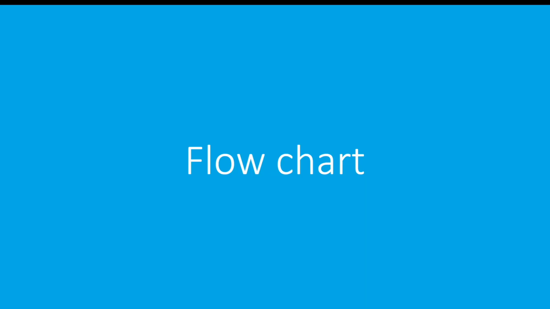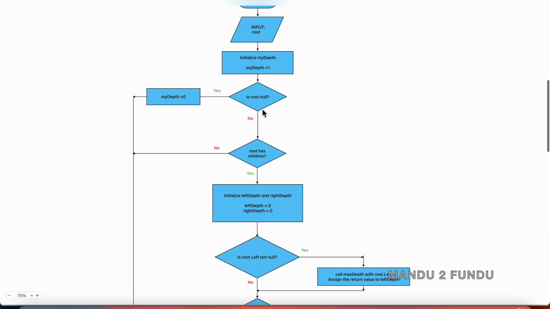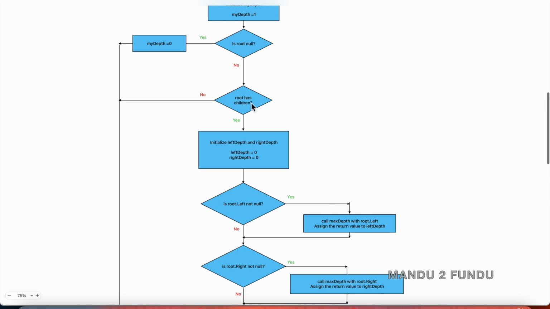Let's look at the flowchart. Input for this procedure is root. First, we initialize the myDepth to 1. Then we check whether the current node is null. If that is true, we return 0 as the depth. Otherwise, we check whether the current node has children. If it doesn't have any children, then we return the myDepth, which is 1. The single node depth is 1.